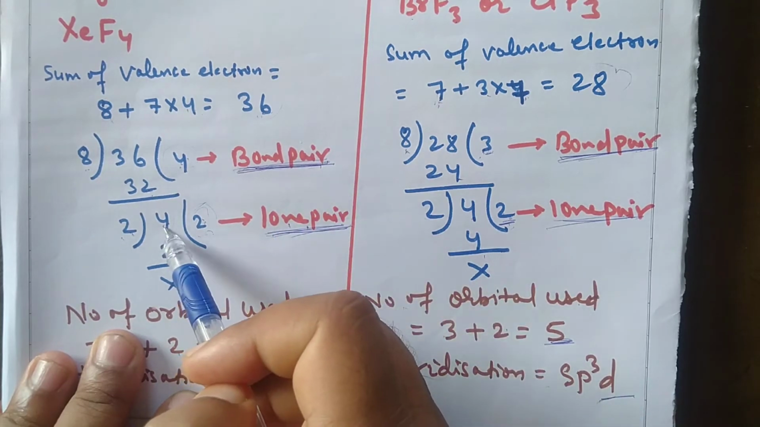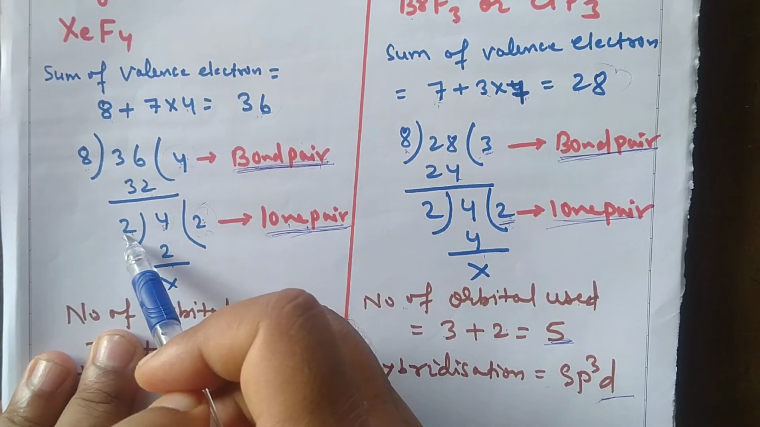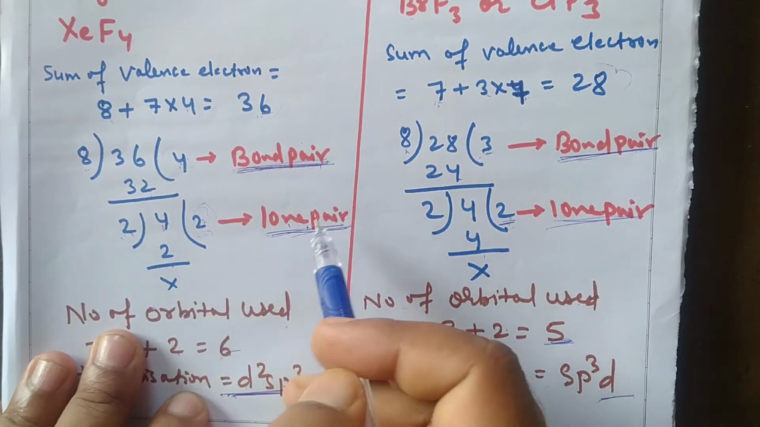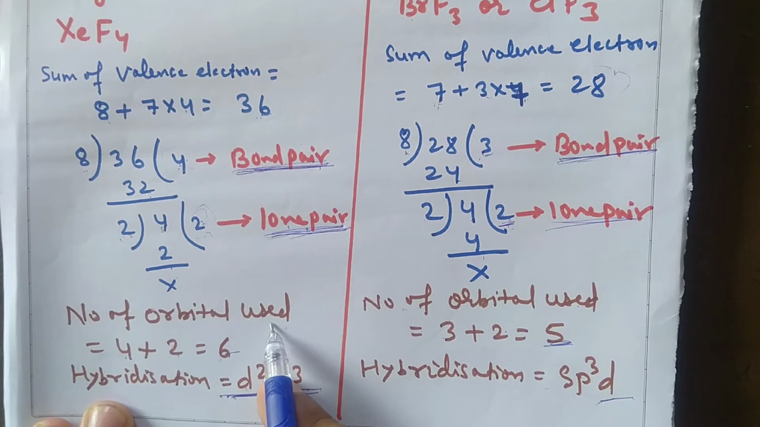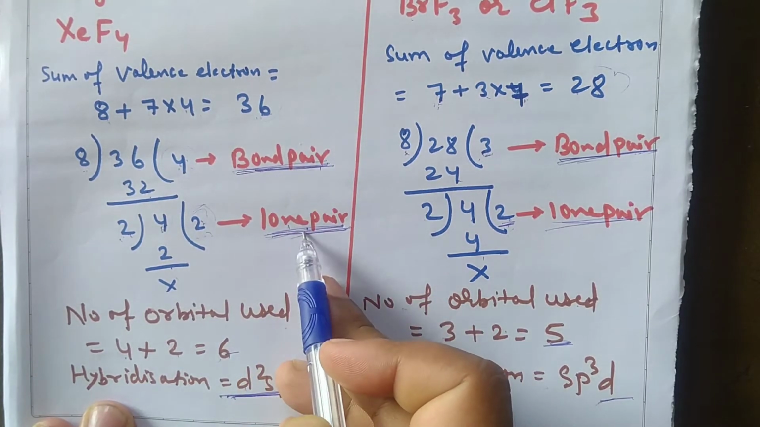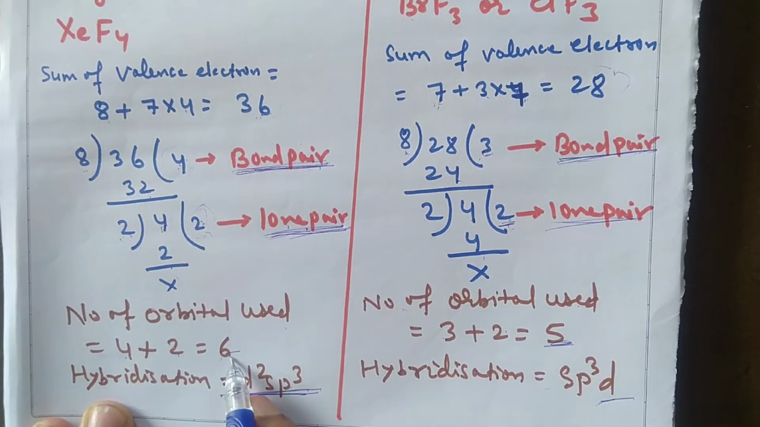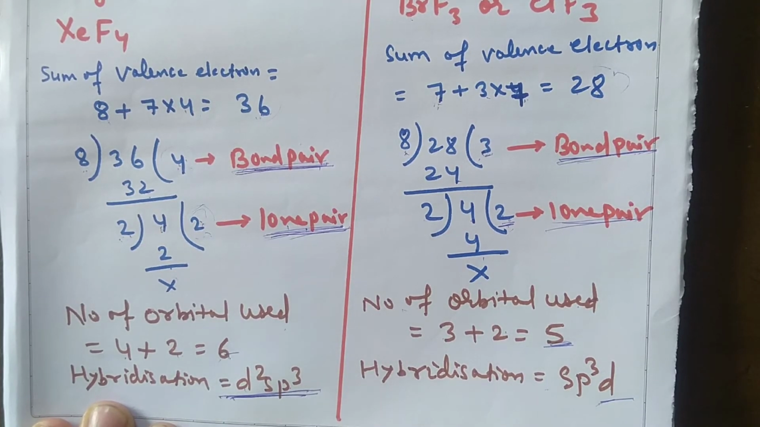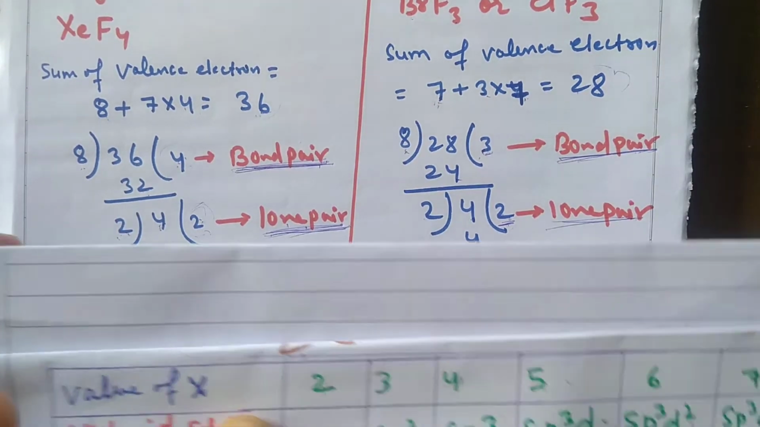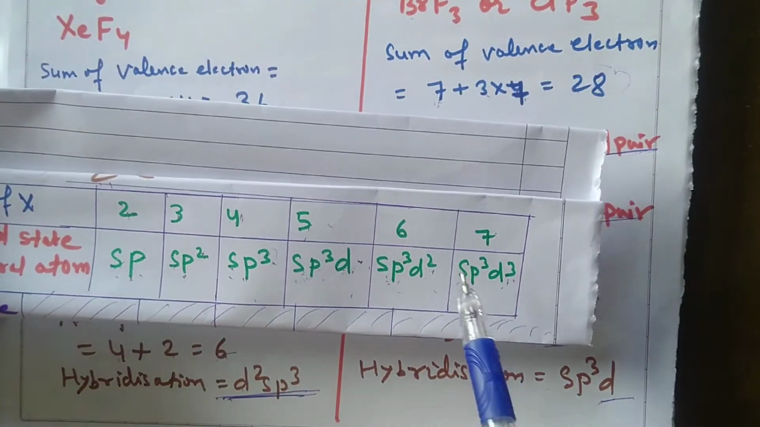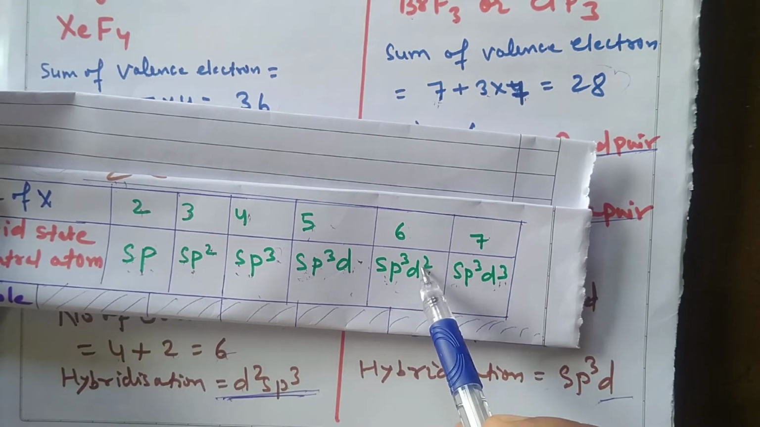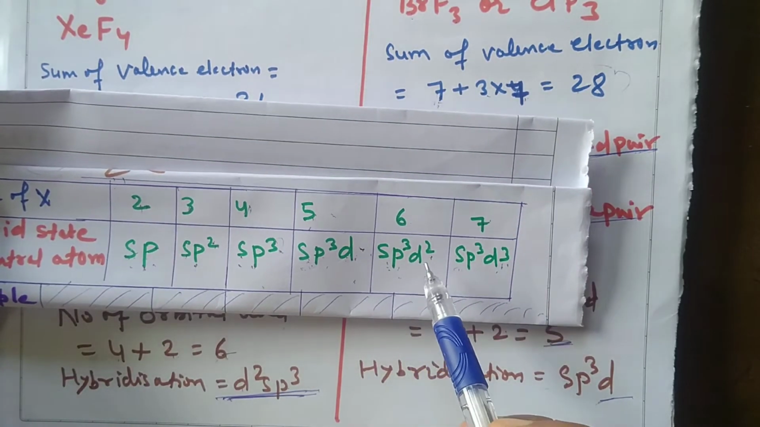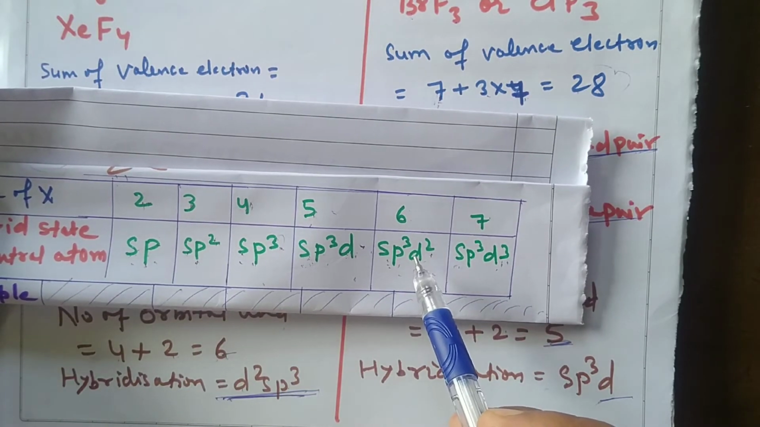Now the remainder is 4. You have to divide the remainder by 2. 2 twos are 4. That means you got 2 lone pairs. Now the number of orbitals used is equal to bond pair plus lone pair. So 4 plus 2, that means you got the value 6. So the hybridization will be d2sp3 hybridization. You can see and use the chart. For 6 you can use sp3d2 hybridization, or it can also be written as d2sp3 hybridization, which you will learn more about in the next chapter.